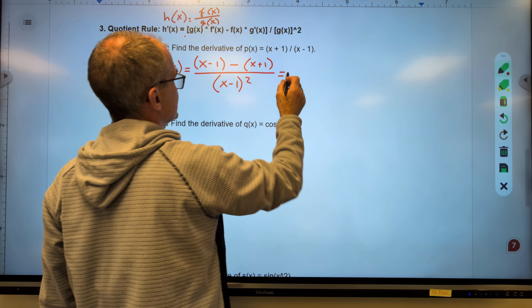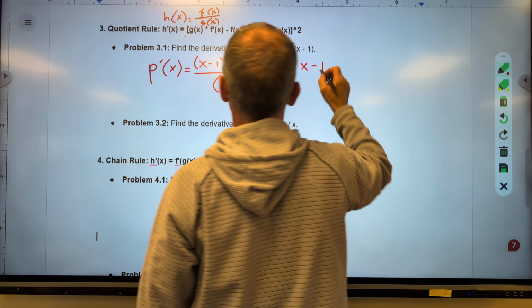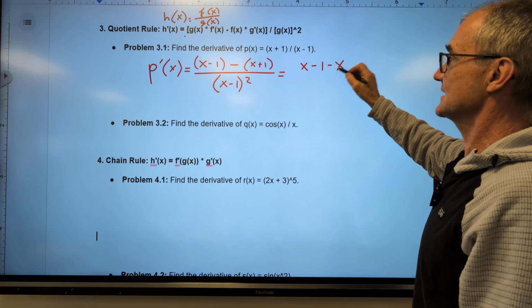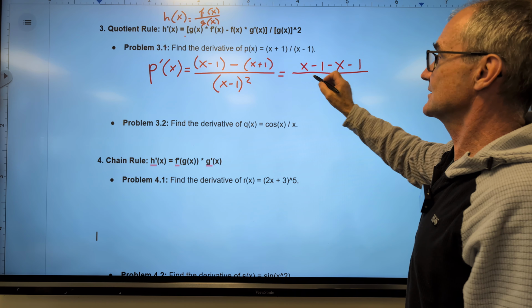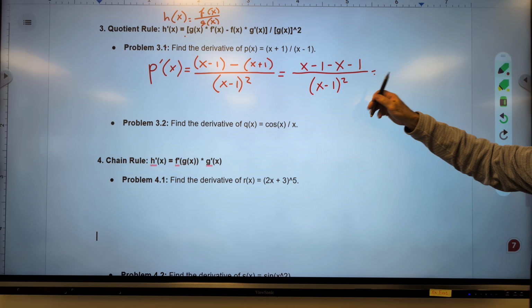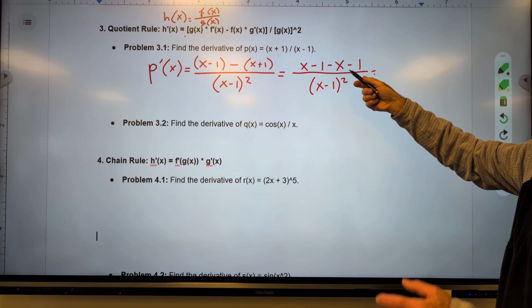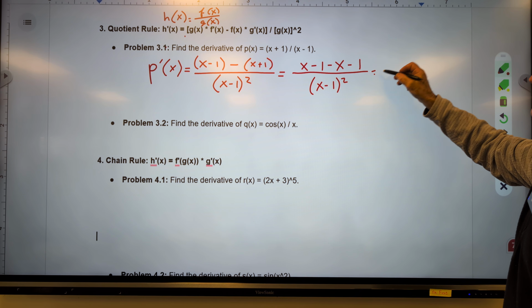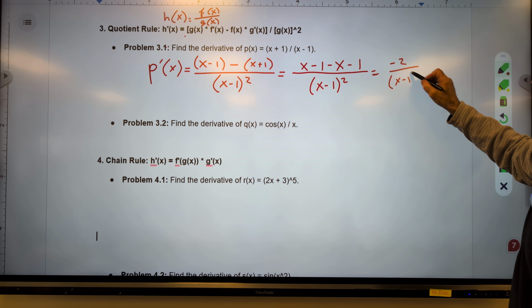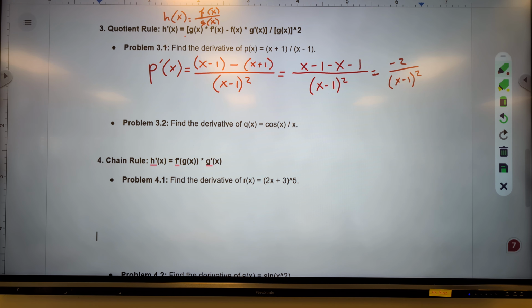That's the derivative. I'm going to simplify that. Distributing that negative through the quantity, minus x minus 1, all over x minus 1 squared. My numerator is going to be x minus x, they cancel. Negative 1 minus 1, negative 2 over x minus 1 squared. And then that can't be simplified. That's as far as I could go using the quotient rule.